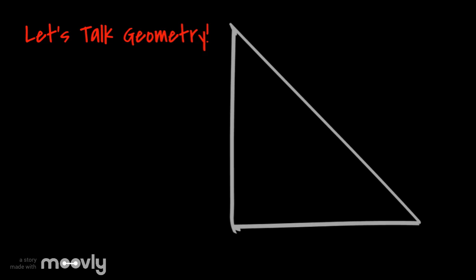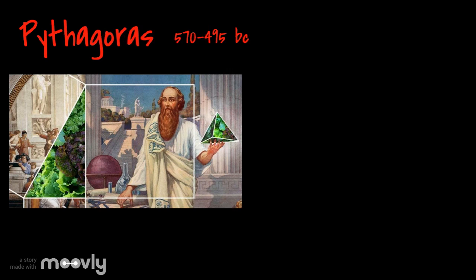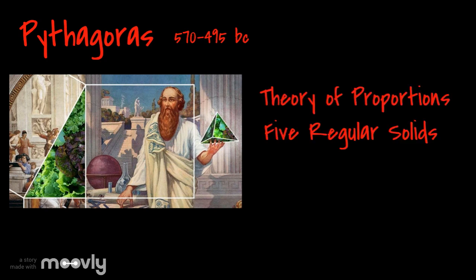So today we're going to be looking at some geometry, specifically right triangle geometry and the Pythagorean theorem. Pythagoras was a Greek philosopher and mathematician who lived from 570 to 495 BC. Some of the most notable ideas that he has been accredited with are the theory of proportions, the five regular solids, and perhaps most recognizable is the Pythagorean theorem, which is what we're going to be looking at today.